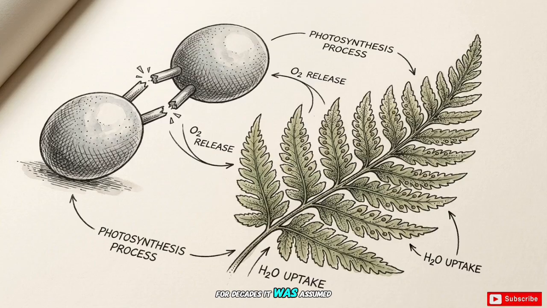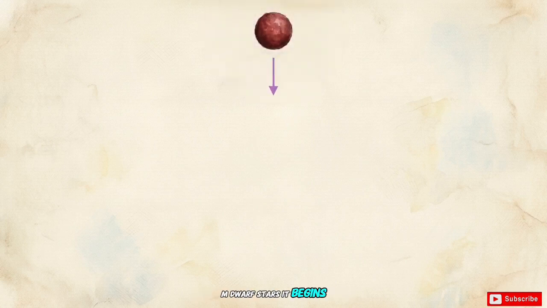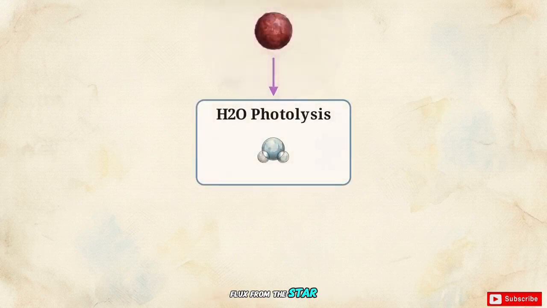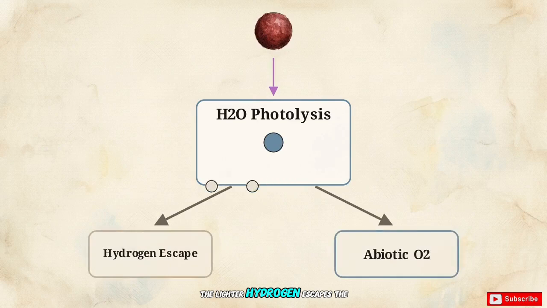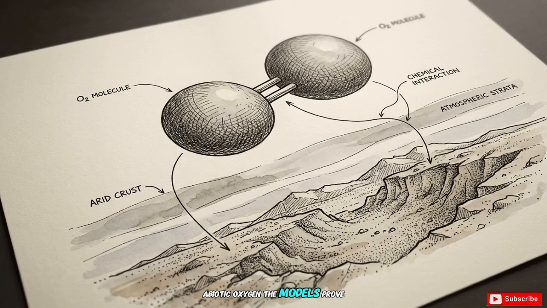For decades, it was assumed that atmospheric oxygen was an automatic indicator of a living biosphere. This flowchart shows the abiotic mechanism occurring on planets orbiting cool M-dwarf stars. It begins when extreme ultraviolet flux from the star triggers the photolysis of water vapor. The intense radiation splits the water molecules. The lighter hydrogen escapes the planet's gravity, leaving behind a massive atmosphere of entirely abiotic oxygen. The models prove mathematically that the detection of oxygen alone is insufficient to verify life.